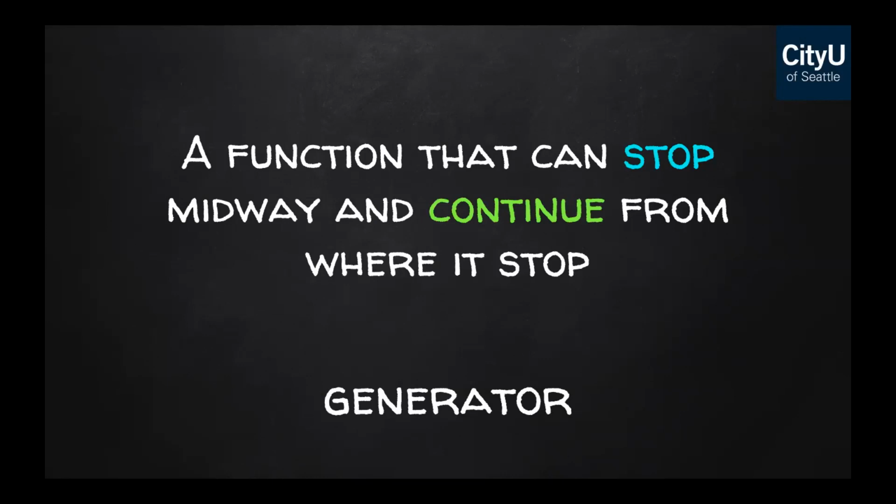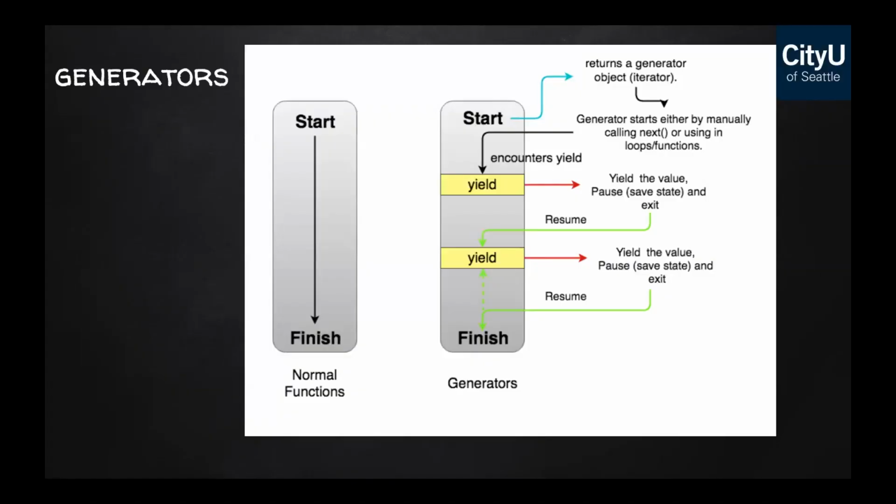A generator is just basically a function that can stop midway and continue from where it stopped. Okay? And here's how it looks. If you have a normal function, you have a start and finish. If you have a generator function, it starts, and when it sees a yield, it says, hold the program. And also, it kind of returns the value, like, use this value. And then it pauses. And then if .next is invoked, it will start from this yield and go to the other yield that it sees. Okay? And then again, it yields the value and pauses the program.